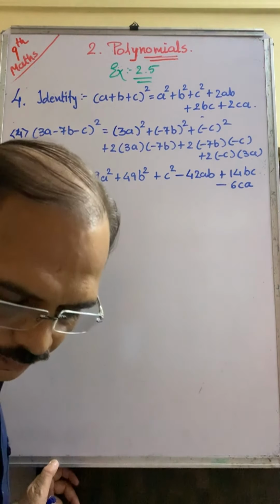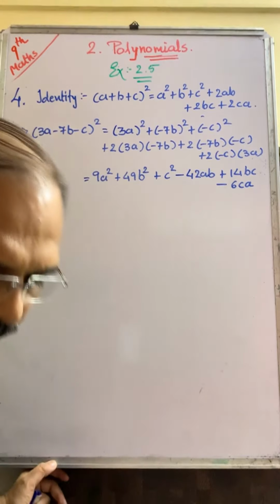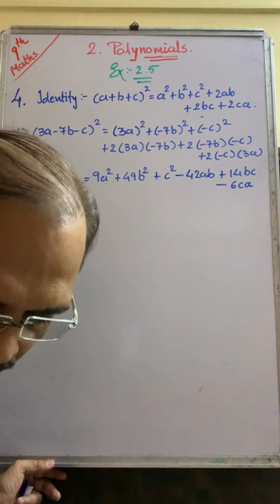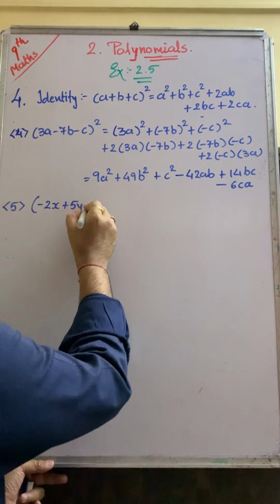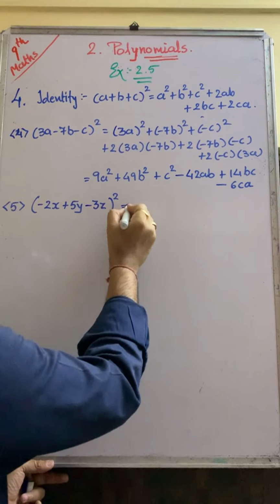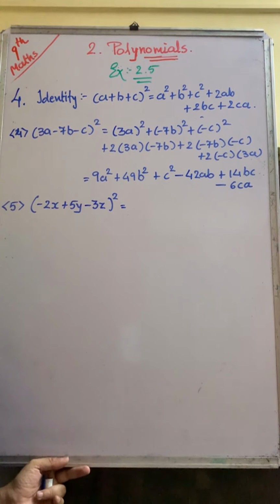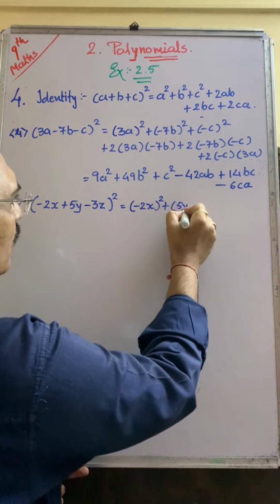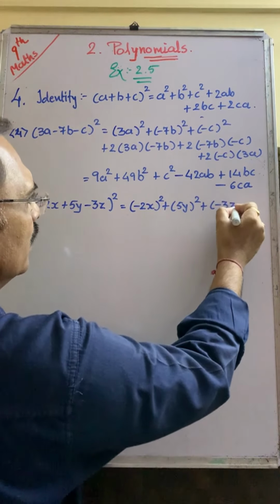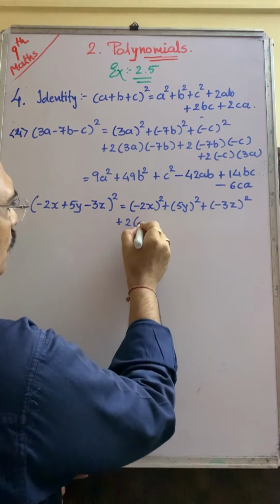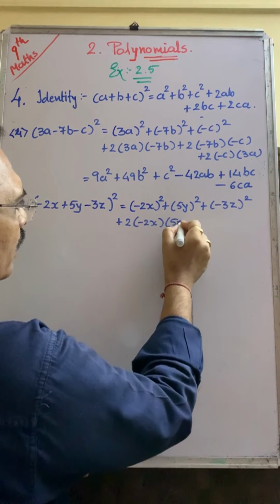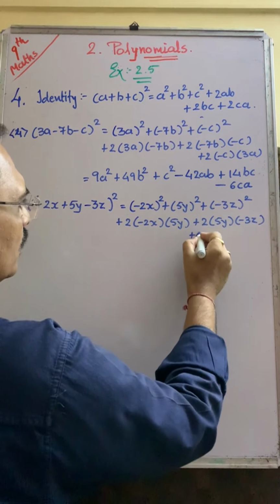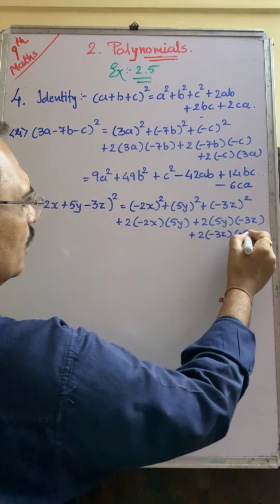5 number, minus 2x plus 5y minus 3z the whole square. Again, open the bracket. Minus 2x the whole square, 5y the whole square, minus 3z the whole square, plus 2 minus 2x into 5y, plus 2 5y into minus 3z, plus 2 minus 3z into minus 2x.